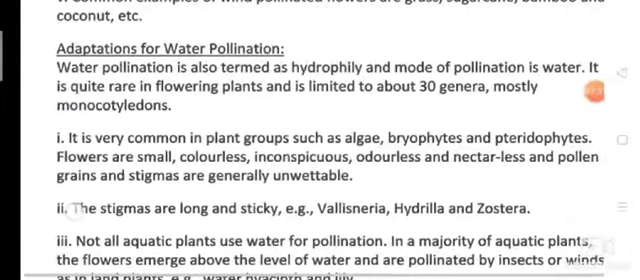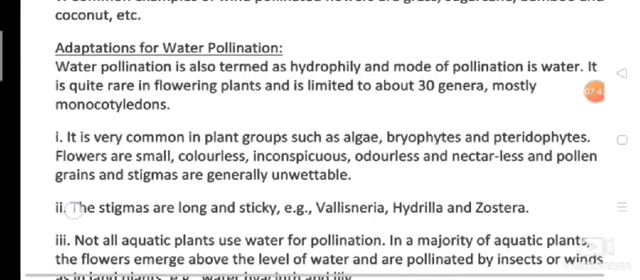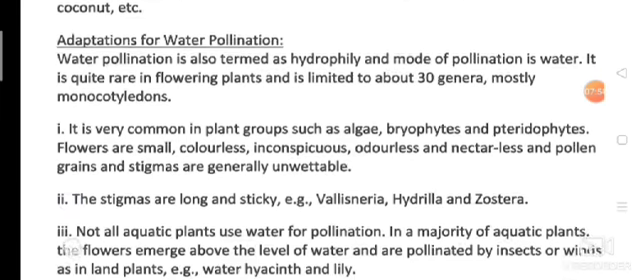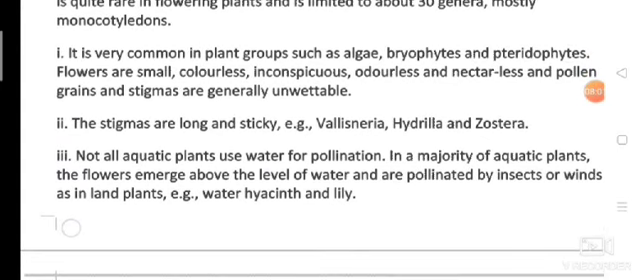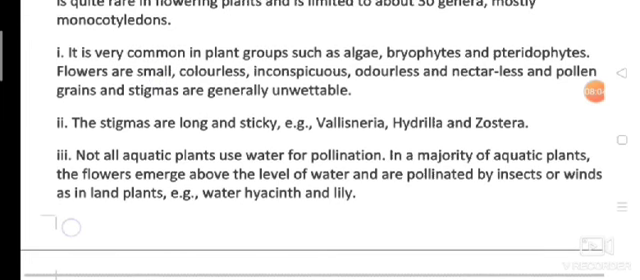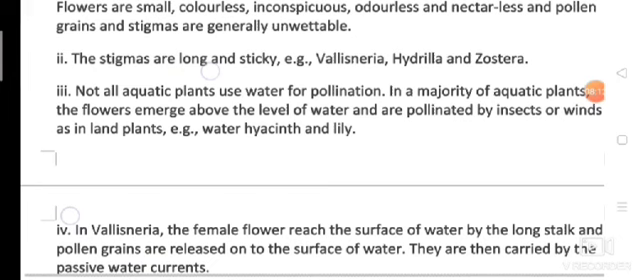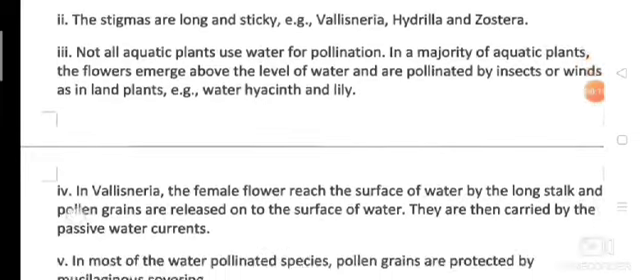Adaptation of water pollination. Water pollination is also termed hydrophily, and the mode of pollination is water. It is quite rare in flowering plants and is limited to about 30 genera, mostly monocotyledons. It is very common in plant groups such as algae, bryophytes, and pteridophytes. Flowers are small, colorless, inconspicuous, odorless, and nectarless, and pollen grains or stigma are generally wettable. The stigmas are long and sticky: Vallisneria, Hydrilla, and Zostera.